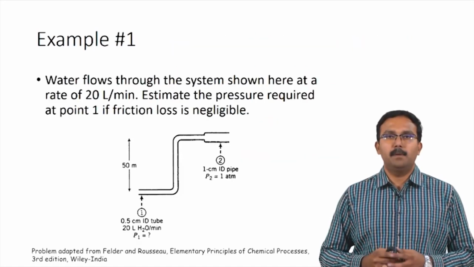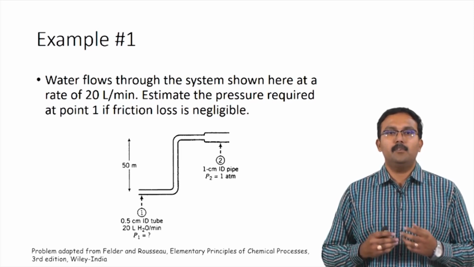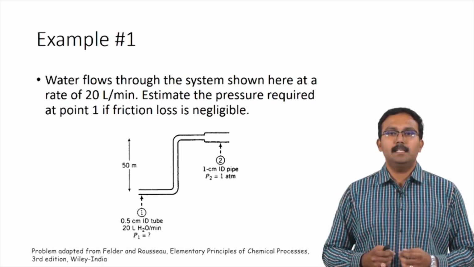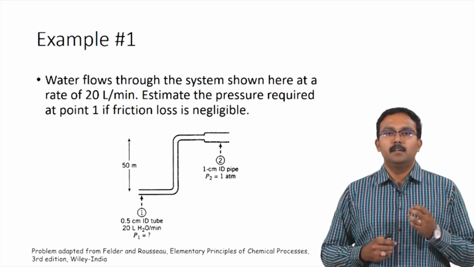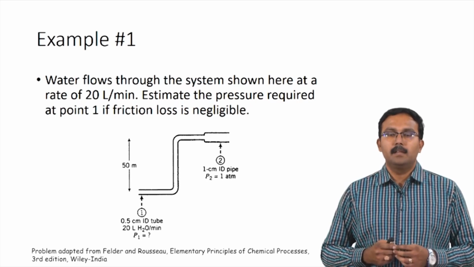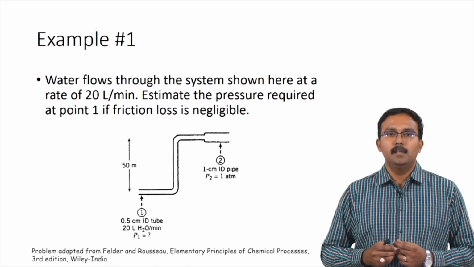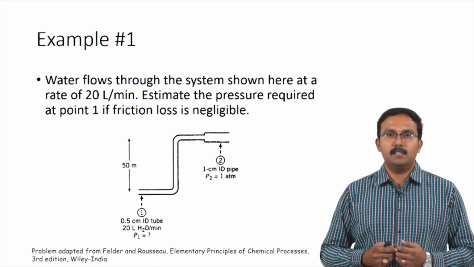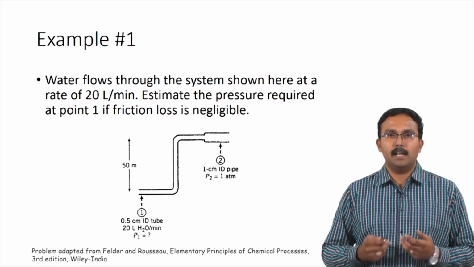Here is the first example problem. Water flows through the system shown here at a rate of 20 liters per minute. Estimate the pressure required at point 1 if friction loss is negligible. So, you have been given a system where water is flowing, and you have also been told that friction loss is negligible. So, using the system, let us perform mechanical energy balance calculations.